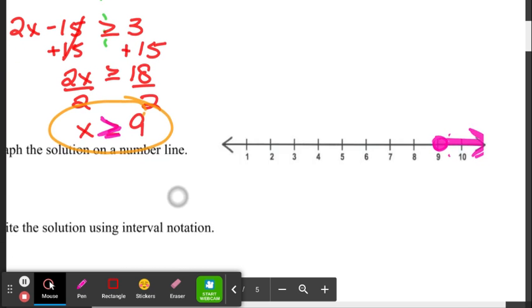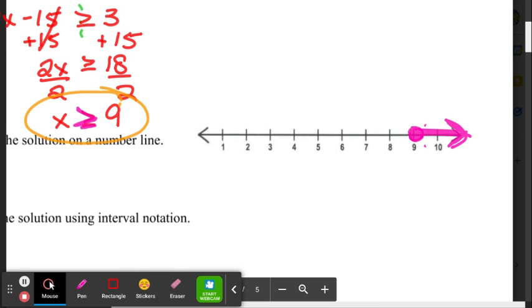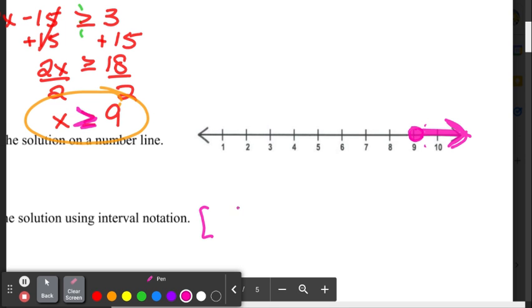And then the next part of this, write the solution using interval notation. Interval notation is where you use the squares and the rounds, and you have 2 numbers. So you take your left number and your right number. Here, our leftmost number is 9. And the 9 is colored in, so that gets a square bracket. Our rightmost number is an arrow, so it's infinity. And you can never color an infinity, so that is round.